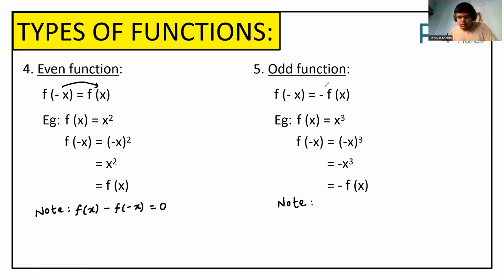And over here, what can we note? If I take this on the other side, minus will become plus. So this time f of x plus f of minus x is 0. Right. Write this.